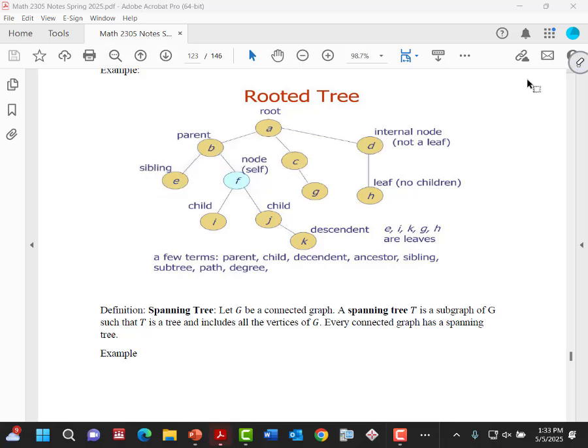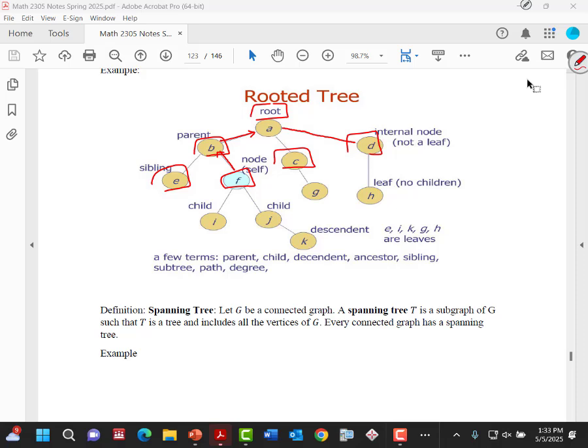Now, if I go upwards from F to B and then to A, I arrive at what is called the root of the tree. So A is the root of this tree. Now, if I were to travel from A down to D, notice B, D, and C are all siblings of each other.